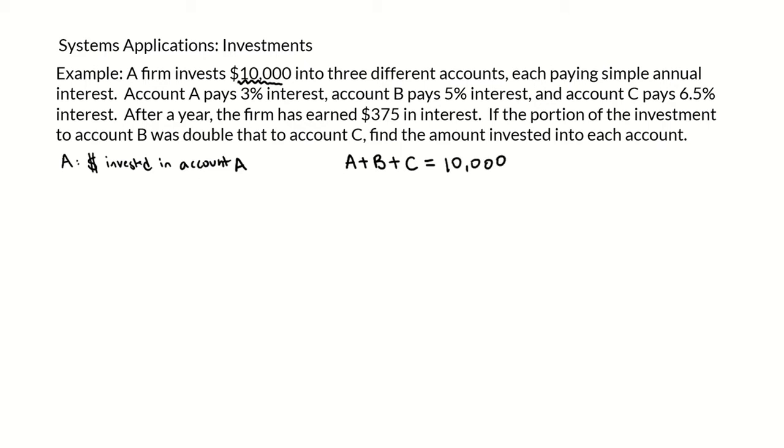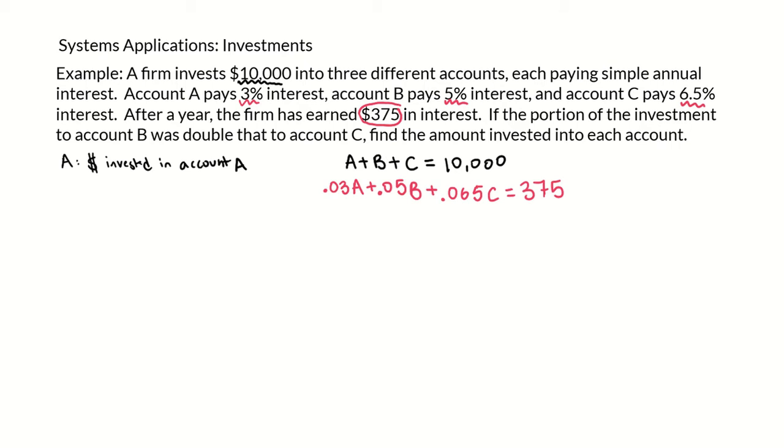And we also know the total amount of interest and the percent interest for each account. So amount A is invested into account A. The interest contributed by account A would be that interest rate as a decimal, 0.03, times the amount in A. Similarly, the amount of interest contributed by account B would be that interest rate as a decimal, 0.05, times the amount in B. Same thing for C, that interest rate as a decimal would be 0.065 times the amount in C. All of those amounts would sum to the total amount of interest after 1 year, $375.